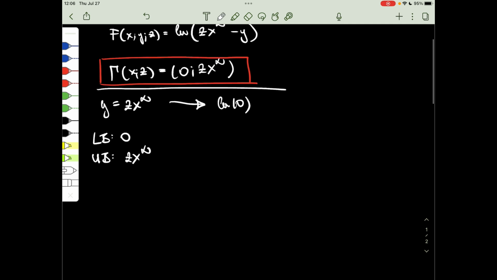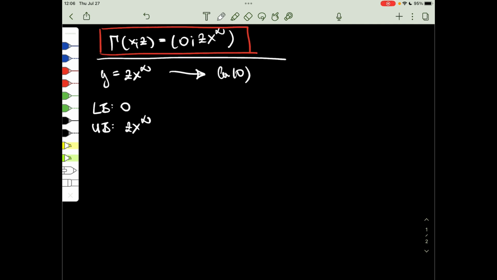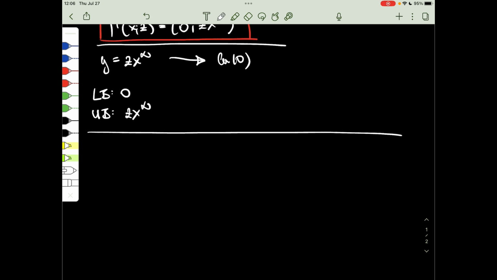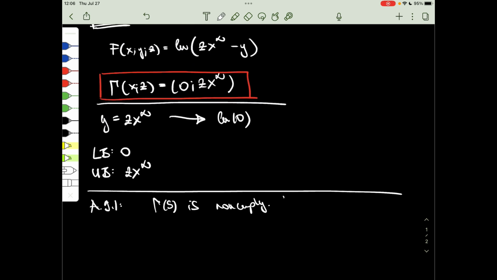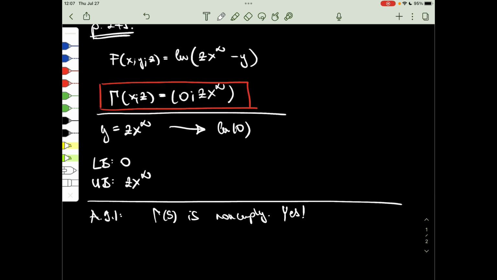We need to show that the two prerequisites of theorem 9.12 hold, assumption 9.1 and assumption 9.2, and we need to check that condition A and condition B of theorem 9.12 also hold. So let's do this in turn. Assumption 9.1, gamma is non-empty. Yes, it holds, because gamma is non-empty. It's an easy feat.